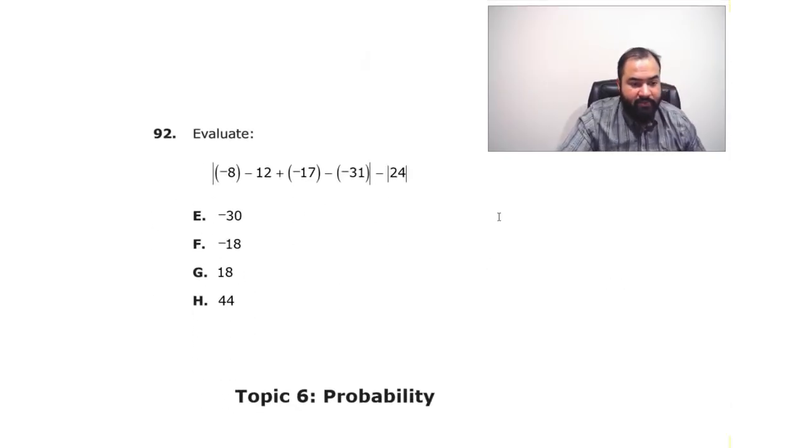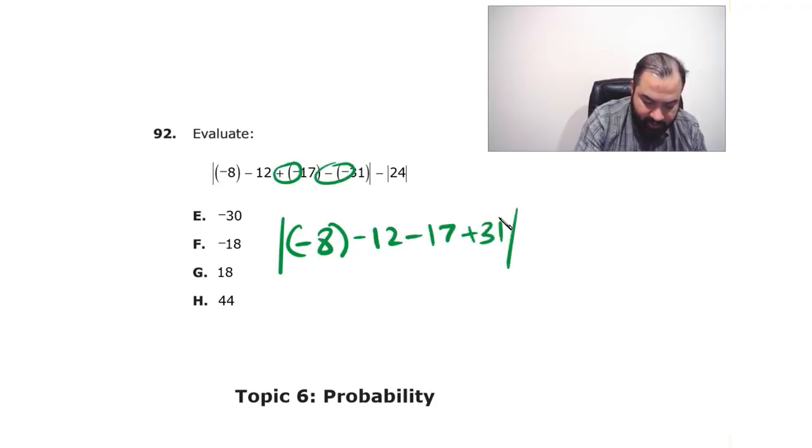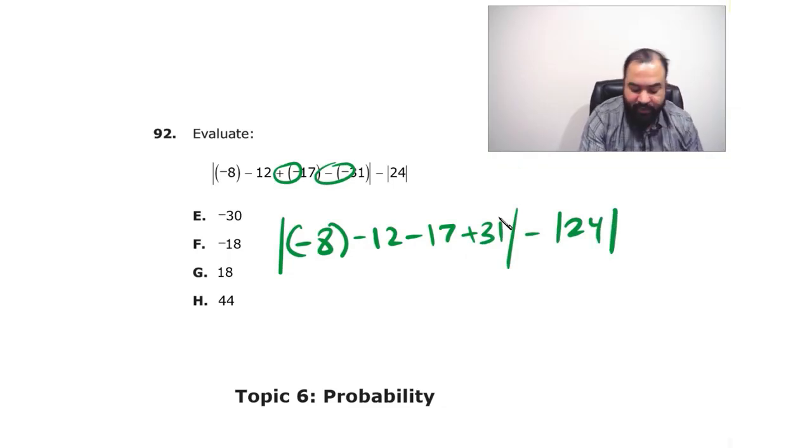This is just a simple absolute value question. So this is negative 8 minus 12. Then a plus and a minus becomes minus 17. A minus and a minus becomes plus 31. And minus 24. So negative 8, negative 12 is negative 20. Negative 20, negative 17, negative 37. Plus 31 is negative 6.